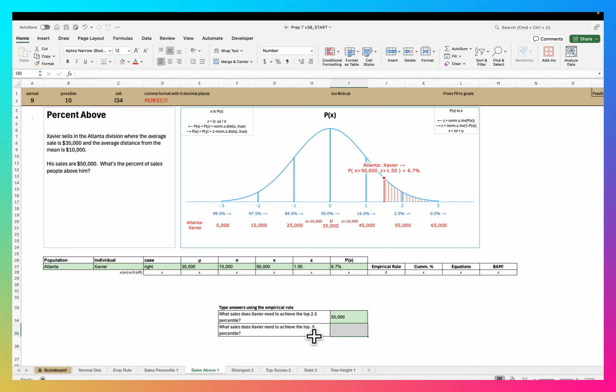And what sales does he need to achieve the top 0.5 percentile? So that's this little bit over here. So this or more is going to be at 65,000. So he'd really be a rock star. And we're good.